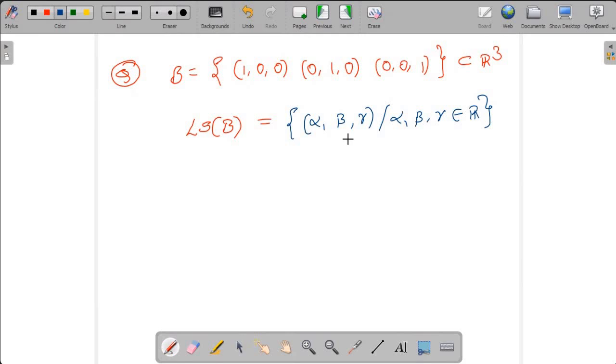Now every element in R3, this is how we represent. So this set is exactly equal to R3. Therefore, the linear span of B is nothing but R3. So now I can say that this set generates the entire R3.